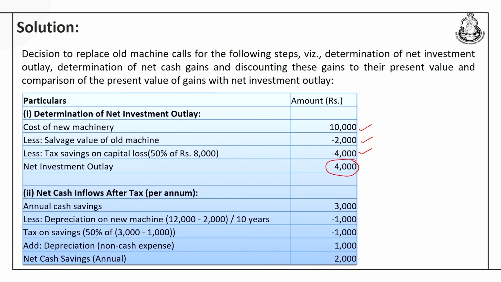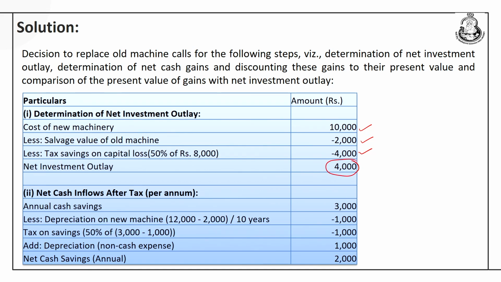Why are we deducting it? Because that is going to be an inflow in principle from the process. So, total cash investment outlay is 10,000 minus 2,000 minus 4,000, and the total is 4,000 as the investment required if the company is going to replace the old machine with the new one.